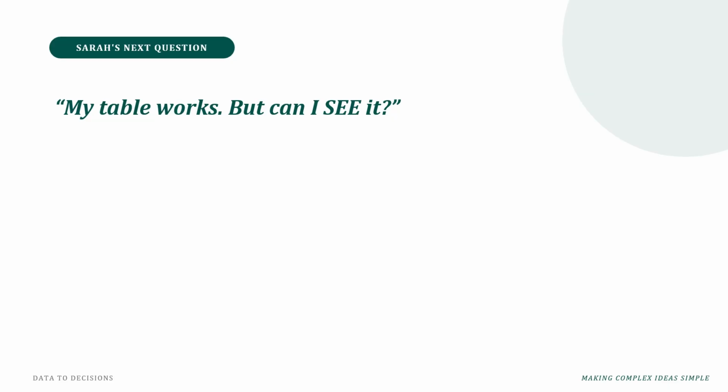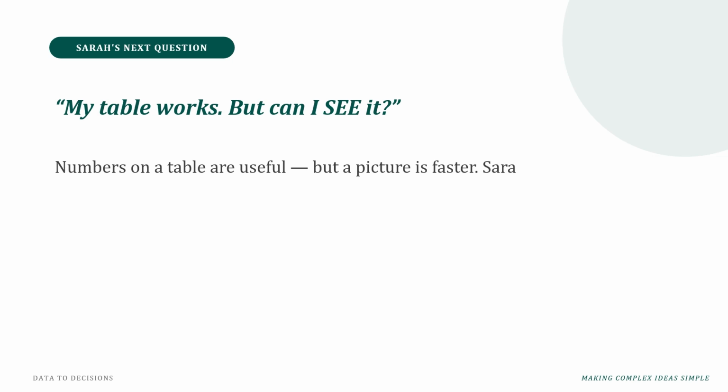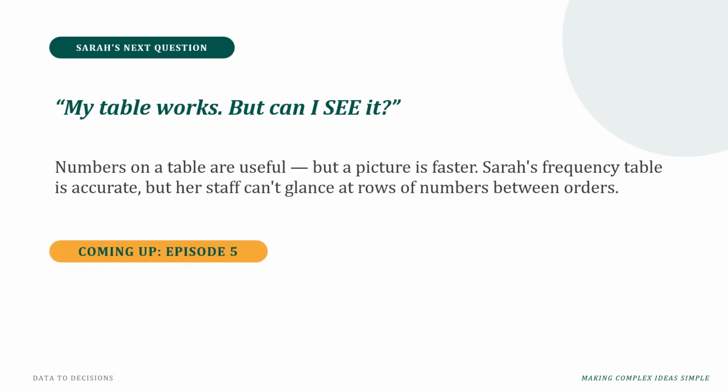Sarah's frequency table works, but numbers on a table are useful, and a picture is faster. Her staff can't glance at rows of numbers between orders. That's where we go next, turning this exact table into a chart anyone can read in 2 seconds.